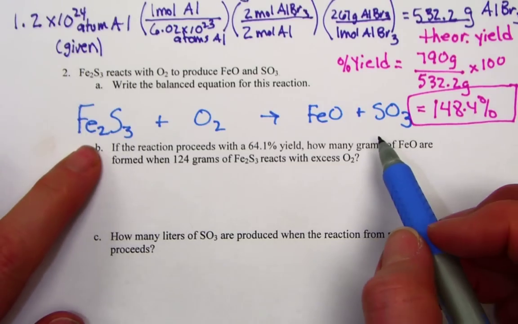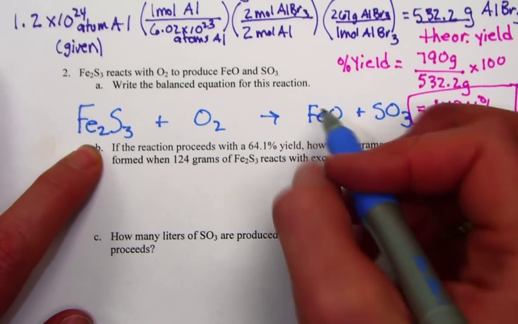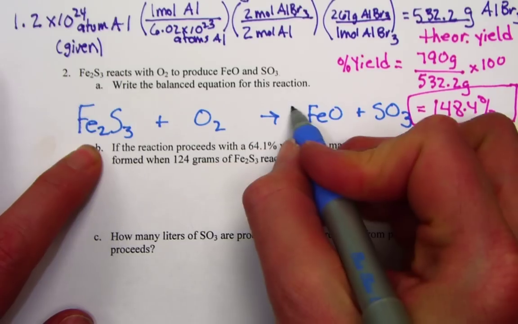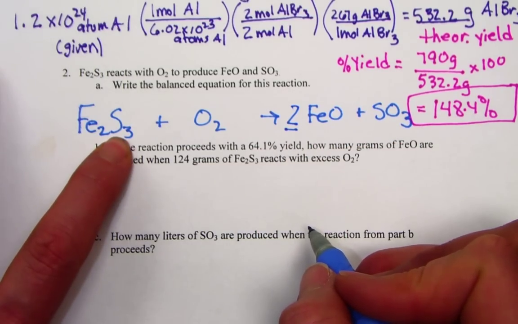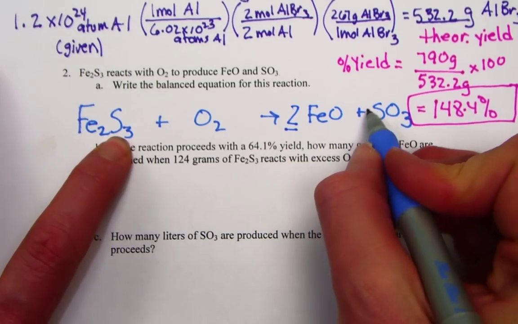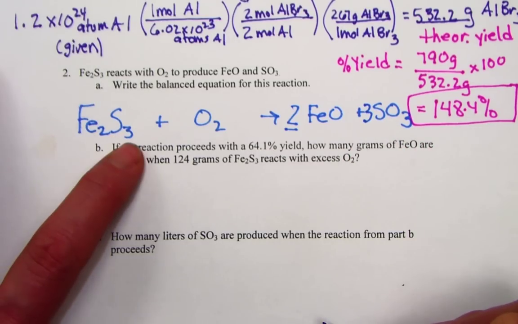I notice that I've got 2 irons on the left, 1 iron on the right. Might be a nice place to start is placing a 2. 3 sulfurs on the left, so I'll start with a 3 in front of the SO3. The irons and the sulfurs are balanced.